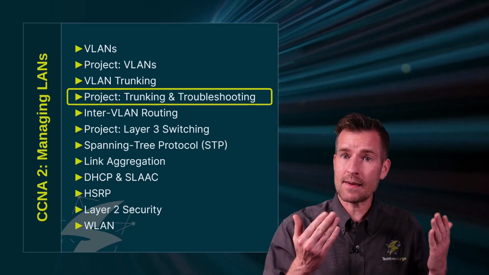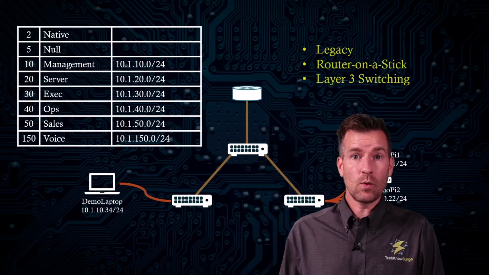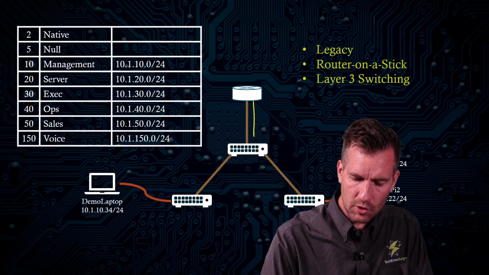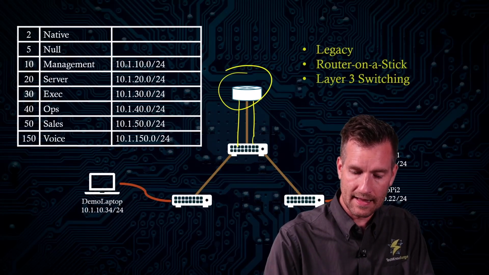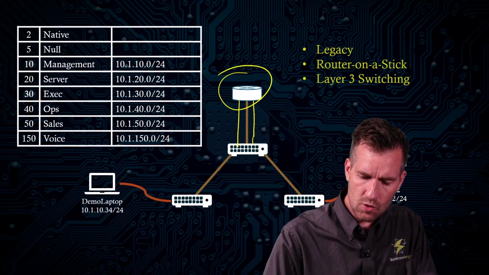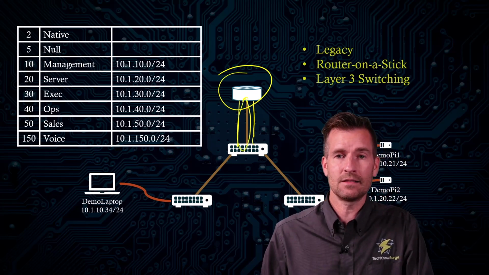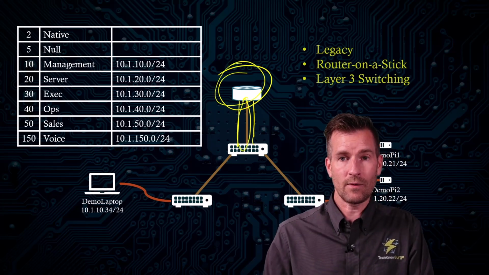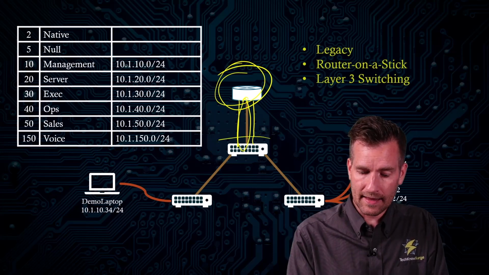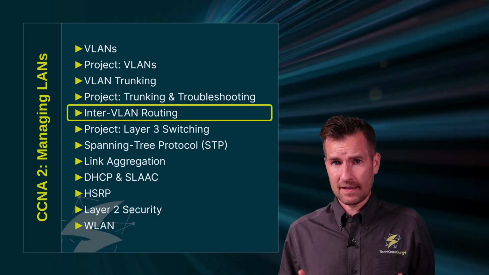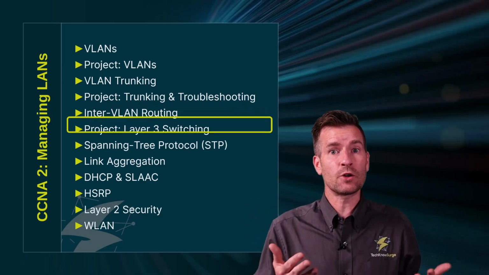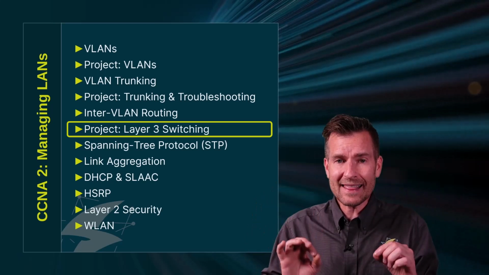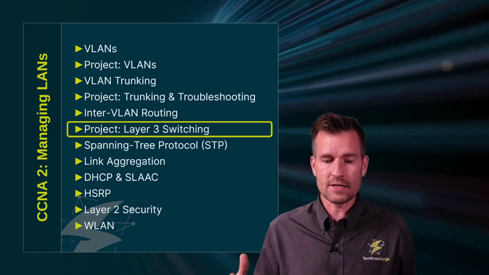So we started talking about inter-VLAN routing, how we can use legacy routing, having multiple lines up to something like a router, or we could do our trunking across a line to the router. We call that router on a stick, or we could use layer 3 switching. And probably the most prevalent out there would be layer 3 switching. So we then applied that to our network, layer 3 switching.